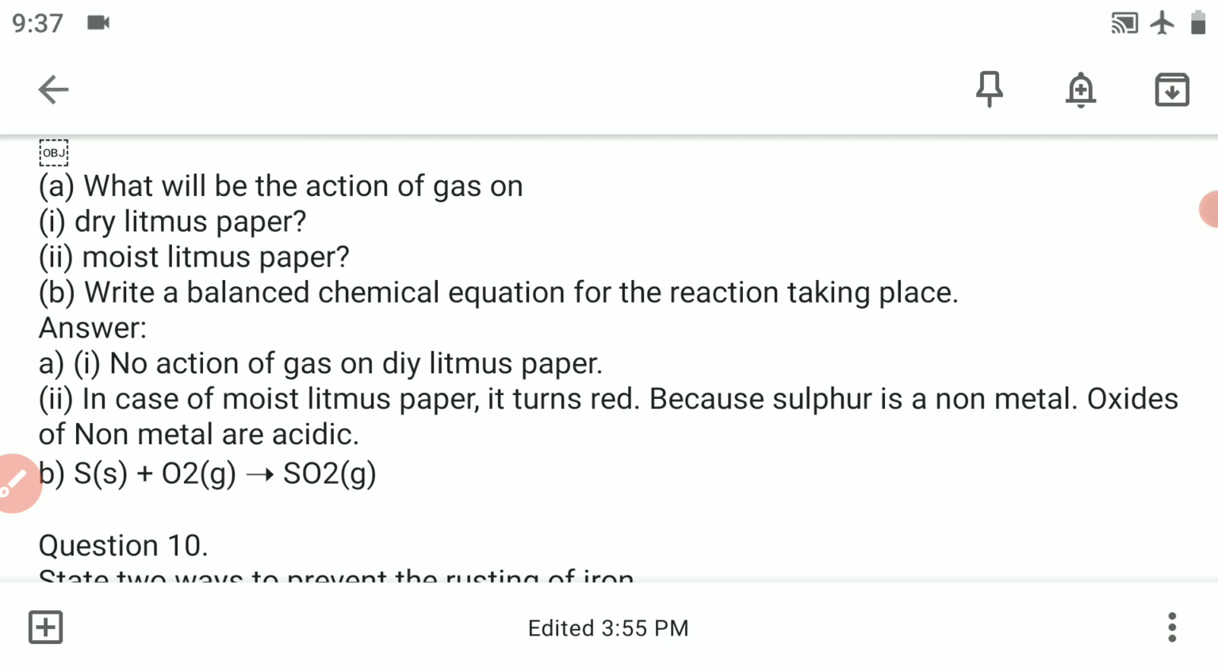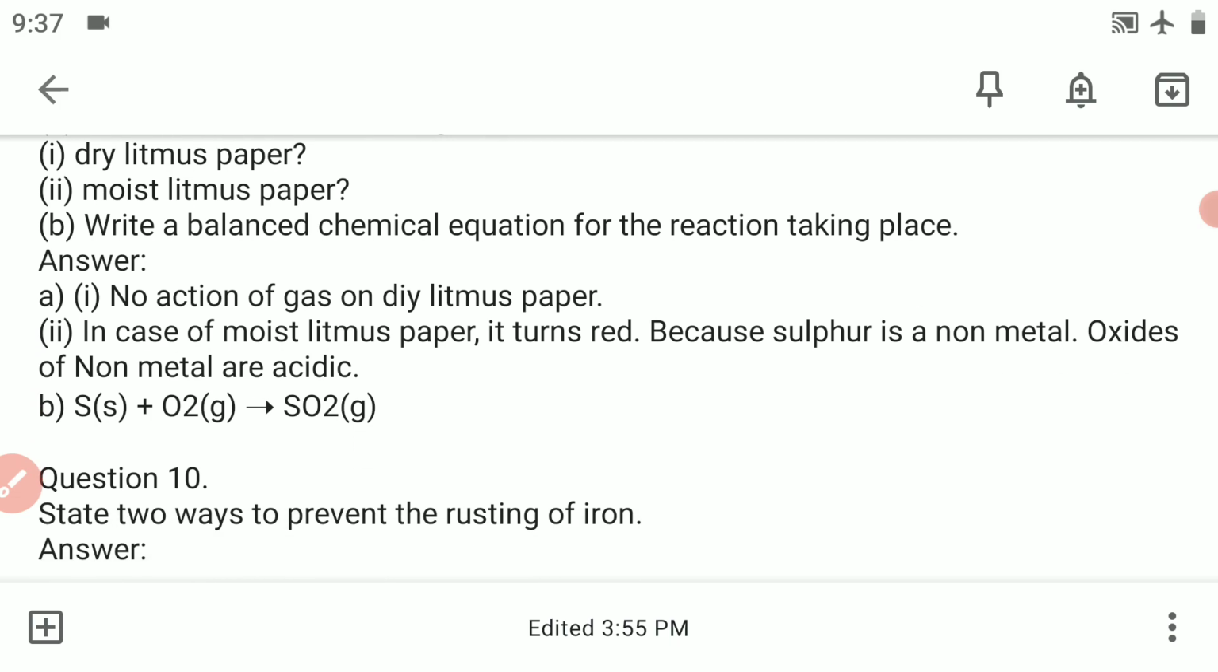The answer is, A. No action of the gas on dry litmus paper. Second, in case of moist litmus paper, it turned red because sulfur is a non-metal. Oxides of non-metals are acidic.